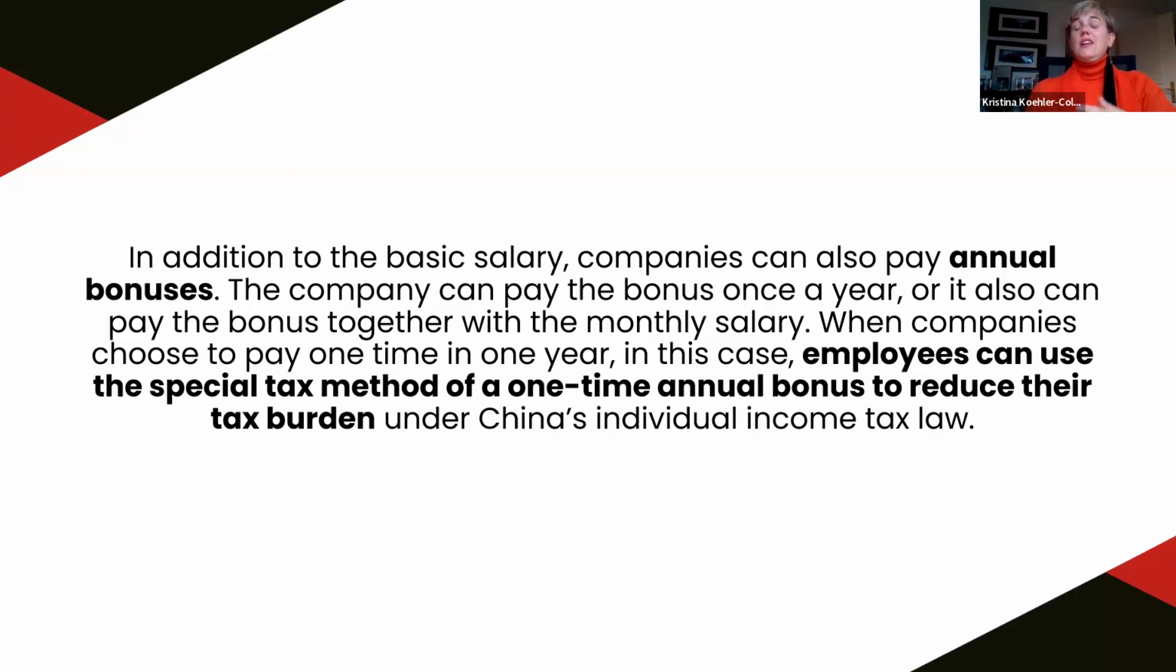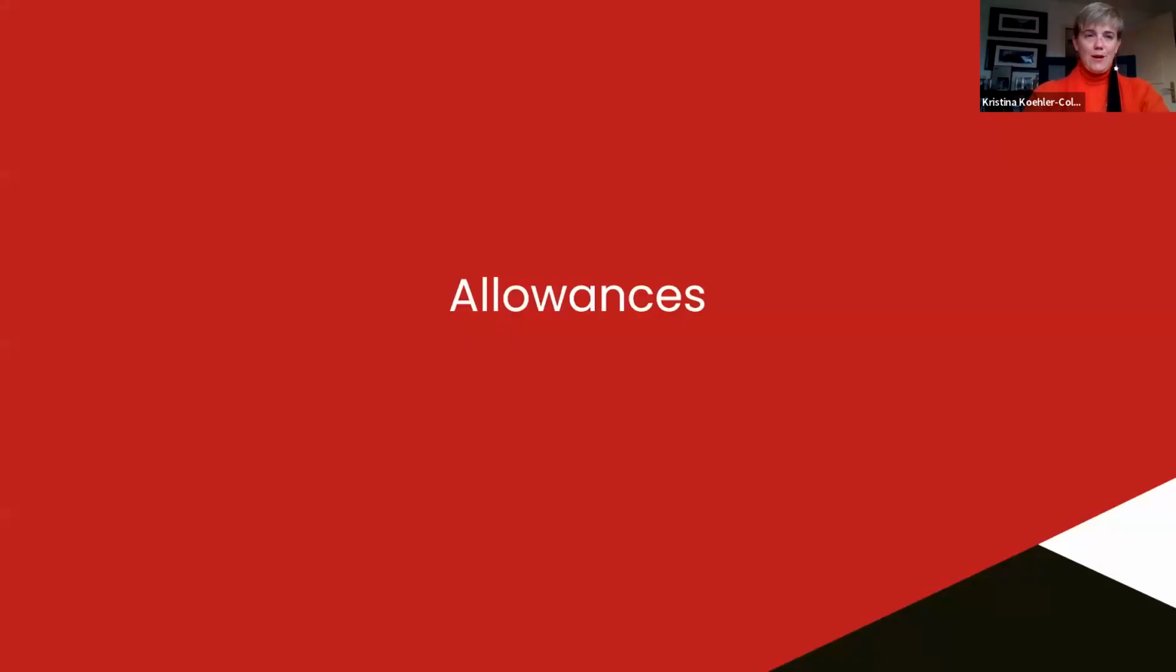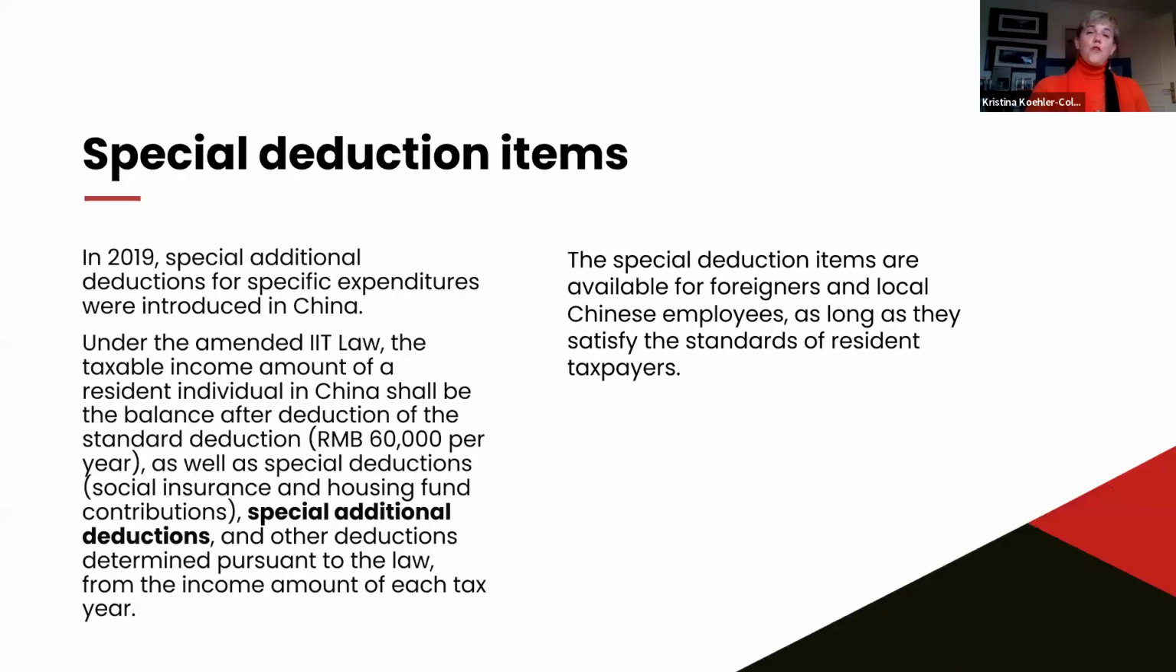All right, so up to you whether you highlight it in your employment contracts. My recommendation is please do highlight that in your employment contracts. Now, allowances. I've split this up into two sections. The first one I want to talk about is special additional deductions. Now, in 2019, special additional deductions were offered to foreigners as well as local Chinese employees.